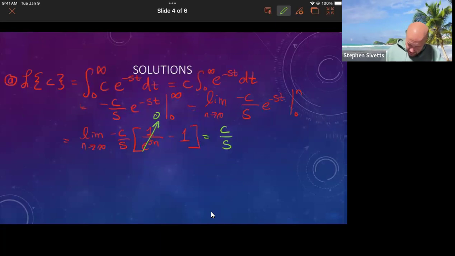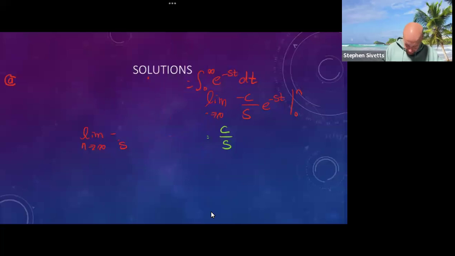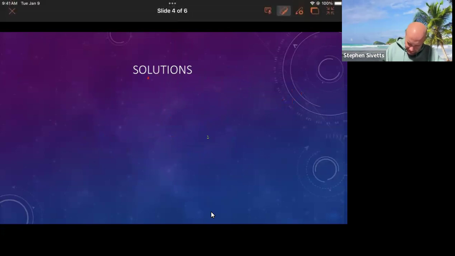Okay? How about e to the at? e to the at, where a is a constant. So let me erase this here. So for part B, right, we're going to look at computing the Laplace transform of e to the at.